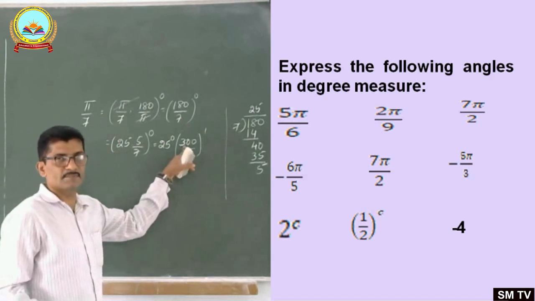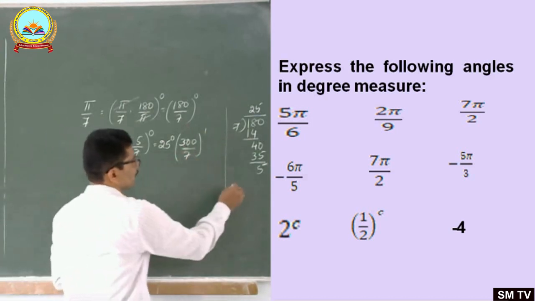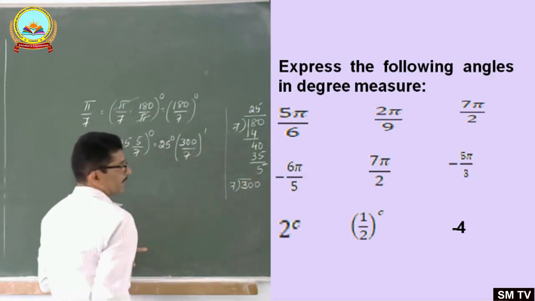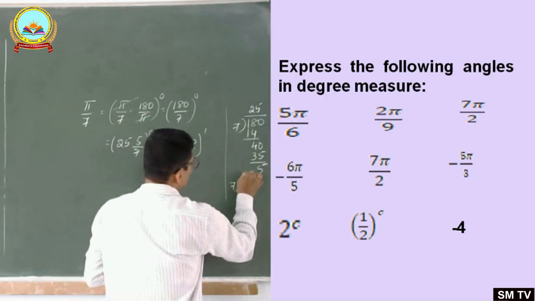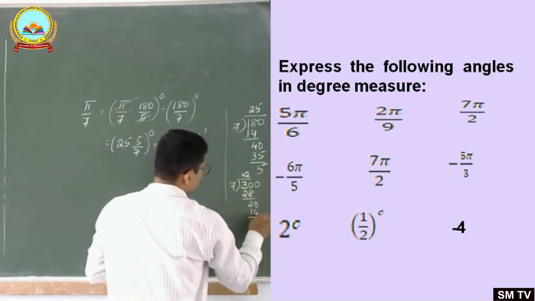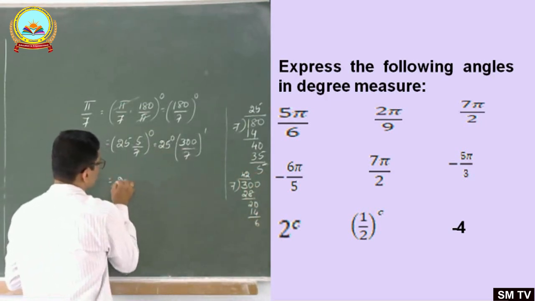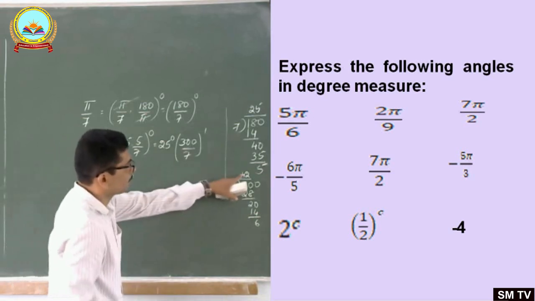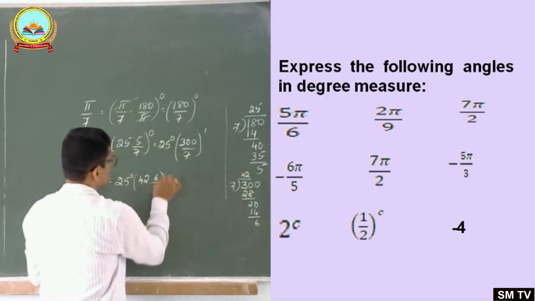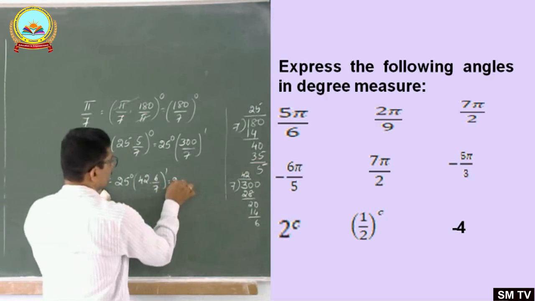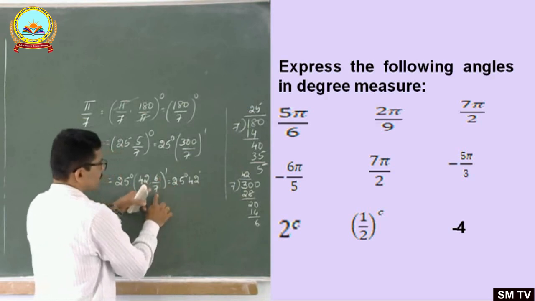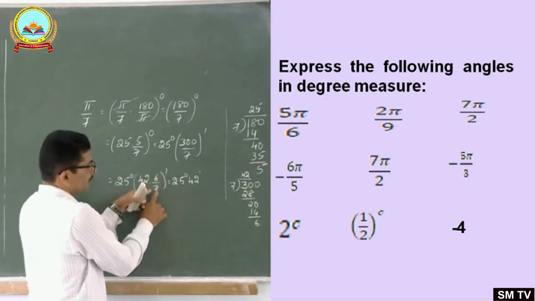Again, this one is an improper fraction. Again, using the division algorithm, dividing 300 by 7, numerator divided by denominator. 7 into 4, 28, remainder is 2. 7 into 2, 14, remainder is 6. Therefore, write 25 is the complete degree and 42 and 6 divided by 7 minutes. Here 25 is complete degree, 42 is the complete minutes. Next 6 divided by 7 is the fraction of a minute.